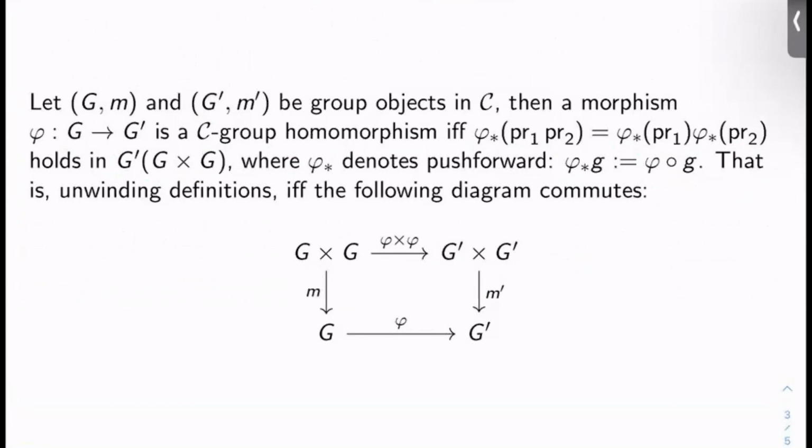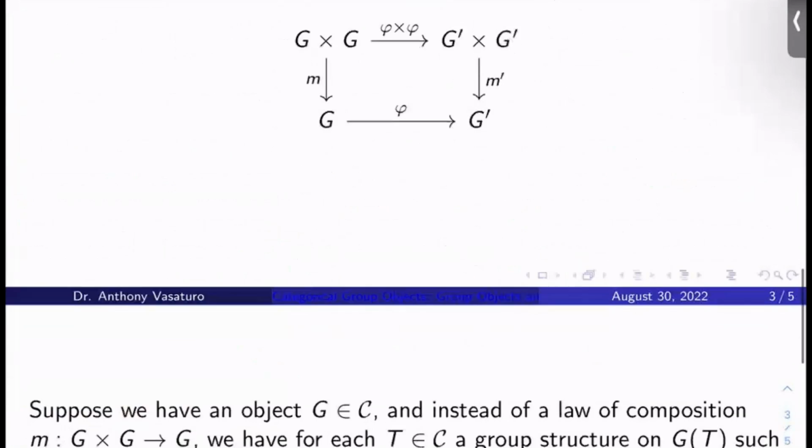And so that is unwinding definitions. What does this say diagram theoretically? Our morphism phi from G to G prime is a C group homomorphism if and only if the following diagram commutes. So we have phi cross phi going from G cross G to G prime cross G prime. Down the right side, we have multiplication M prime, the multiplication map associated to G prime. Going down the left side, we have the multiplication map M associated to G. And then down the bottom, we have phi. This makes perfect sense if you think about the homomorphisms that you all know and love from basic abstract algebra class.